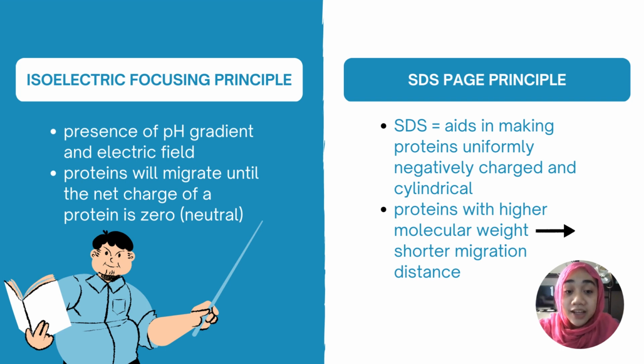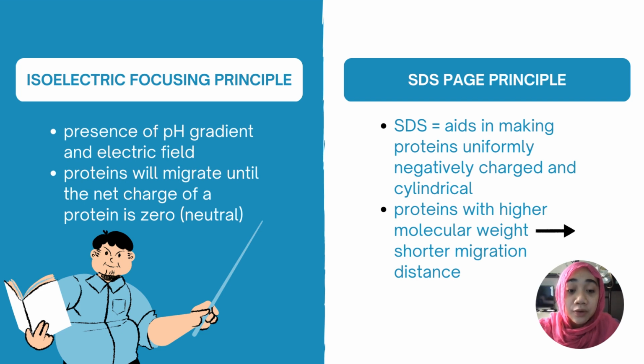The principle of isoelectric focusing. In the presence of a pH gradient and electric field, proteins with different isoelectric points will migrate until the net charge of a protein is zero or neutral, at which time the migration will stop.